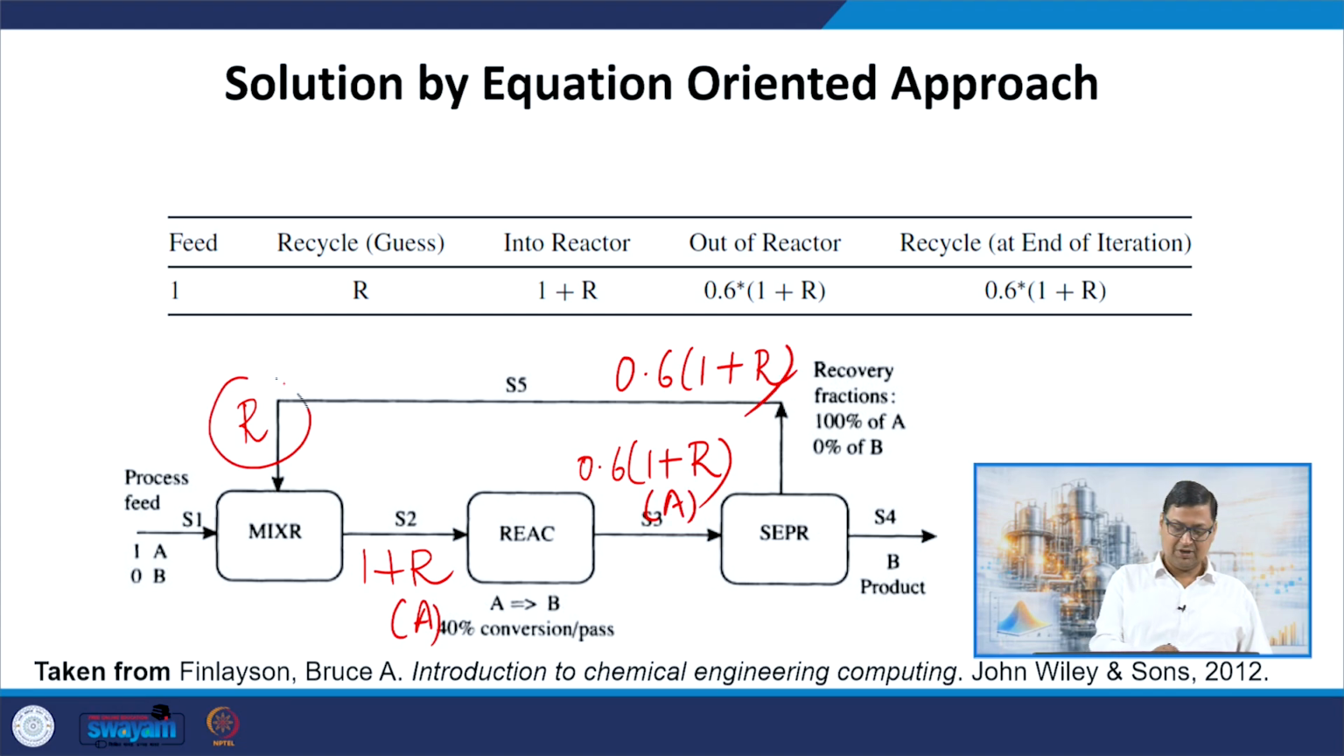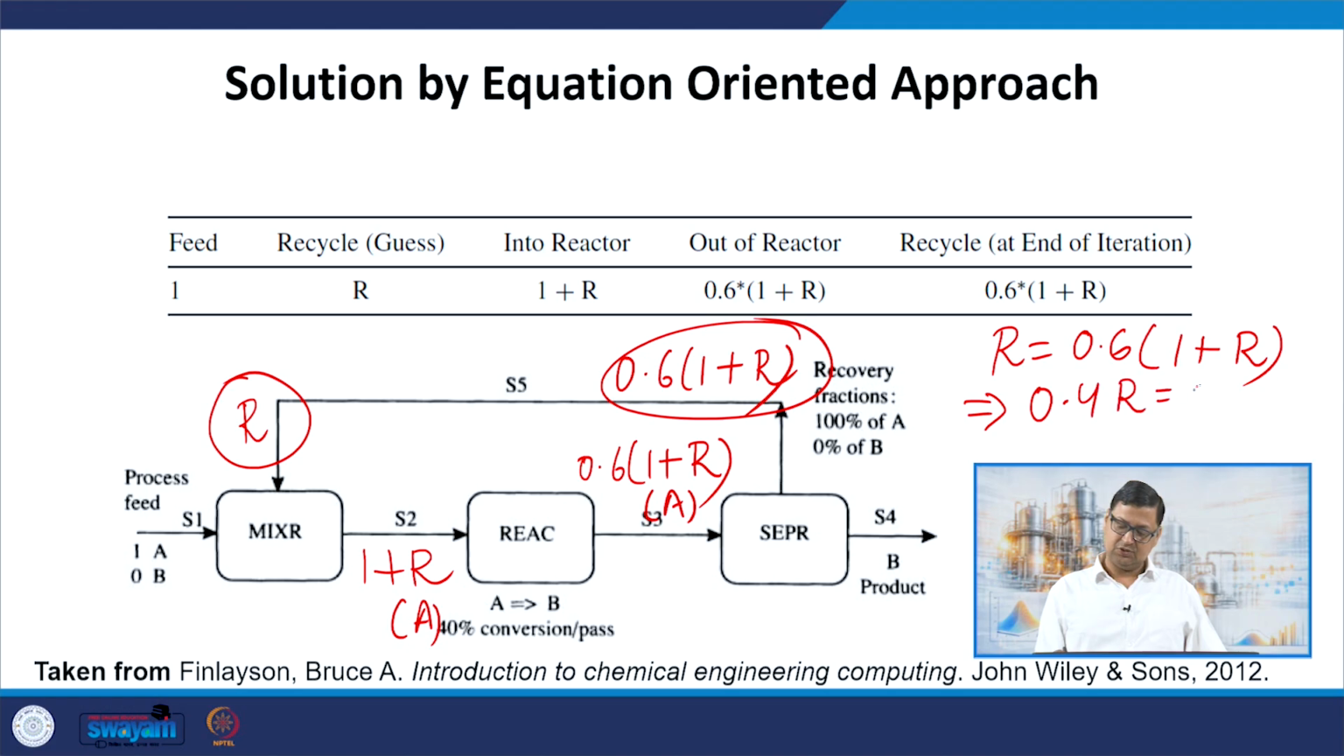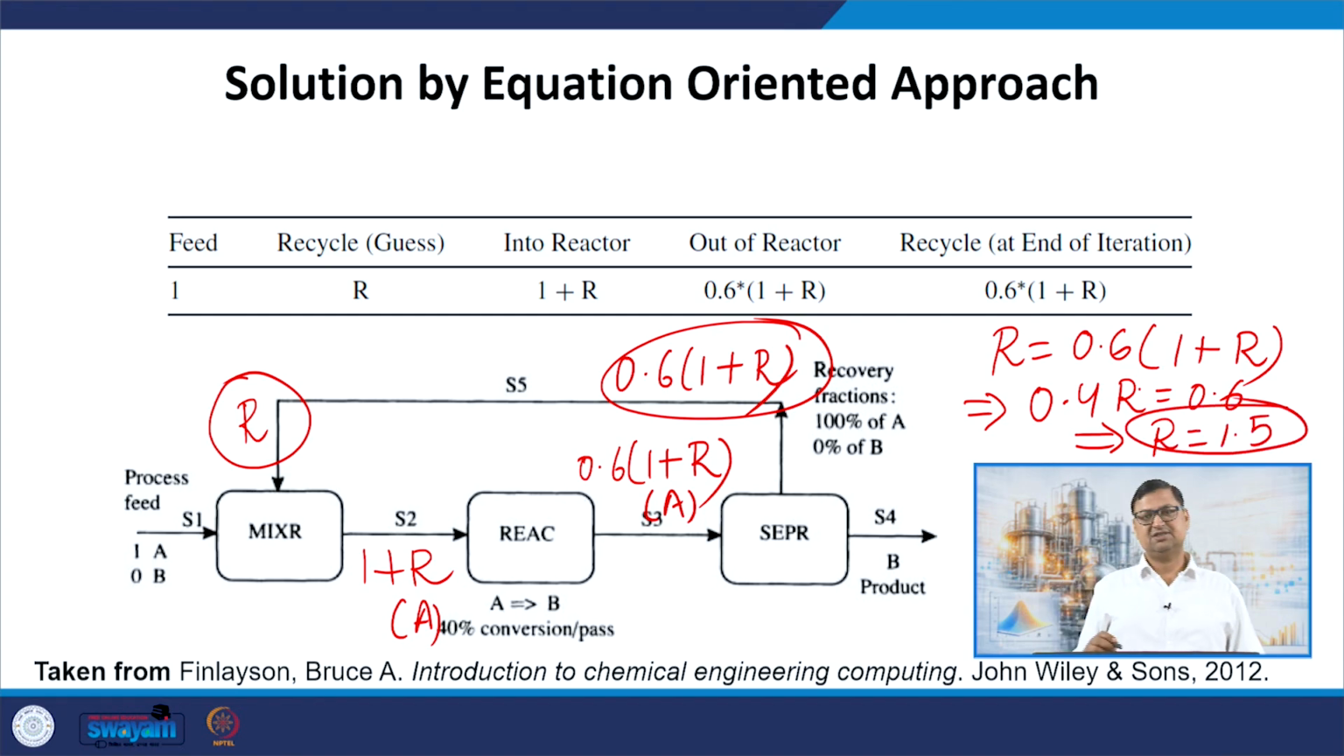Now what should this be equal to? This r should be equal to this. How do I get it? I wrote the balances for all the units. So what does this give rise to? r is equal to 0.6 into 1 plus r. So this gives me 0.4 r is equal to 0.6, and this gives me r is equal to 1.5, which is the same answer which I got earlier.